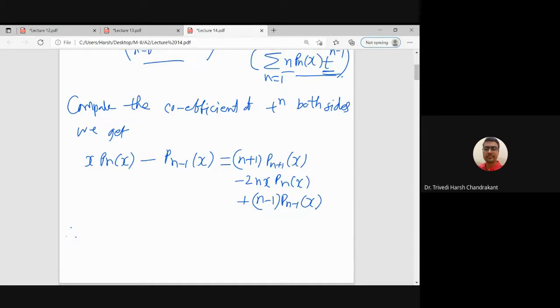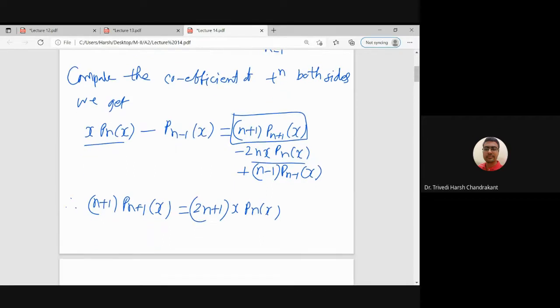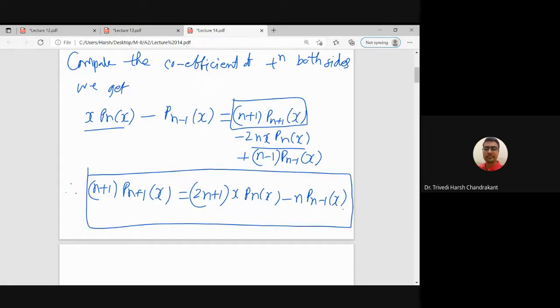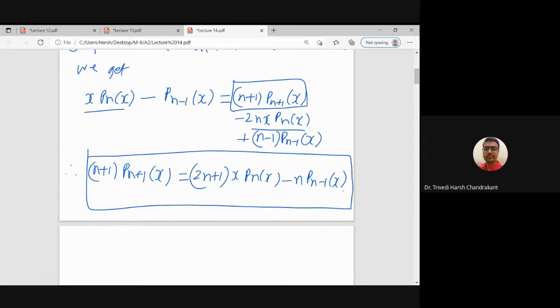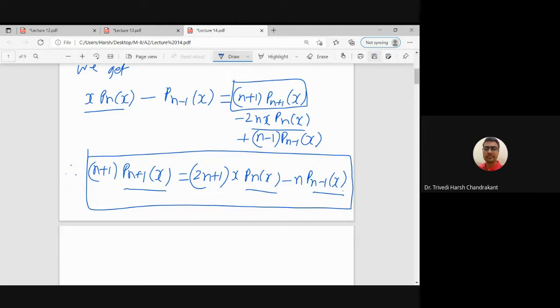using this we can write down the n plus 1 term in terms of the previous two terms, the Pn term and the Pn minus 1 term. So we get n plus 1 times Pn plus 1(x) equals 2n plus 1 times x Pn(x), right? So that is combining these two terms, and this term will go to the other side and become positive, and the last term is minus n times Pn minus 1(x). So this is a kind of recursion formula for Legendre polynomials, where we can get the n plus 1th term using the nth term and the n minus 1th term, right?